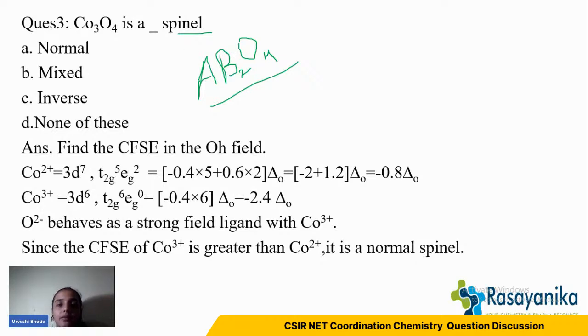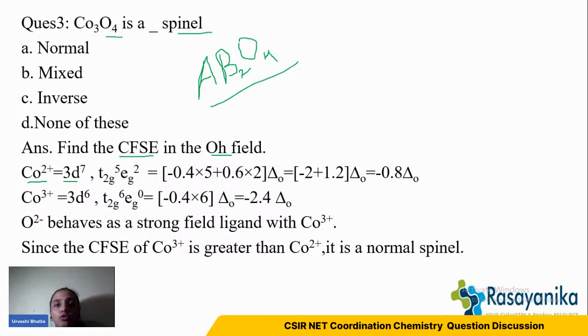There is a criterion for the normal spinel and the inverse spinel. First we'll see the question. Now we have to find the CFSE in the octahedral field. Because we have Co3O4, we'll consider A also as Co, and B also will be Co. Cobalt is in the plus 2 oxidation state. It will be 3d7, 4s2; 2 electrons have been removed, so we get 3d7. So the configuration will be t2g5, eg2. This is how we'll put the electrons.